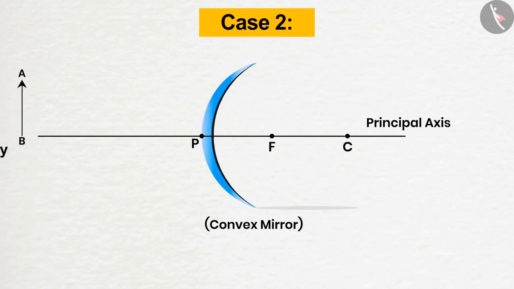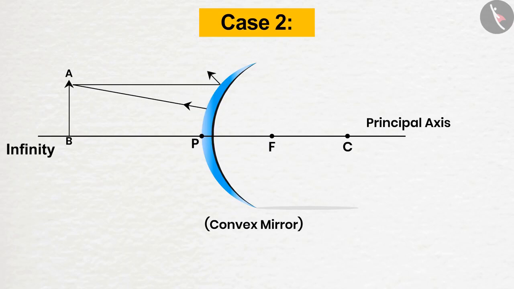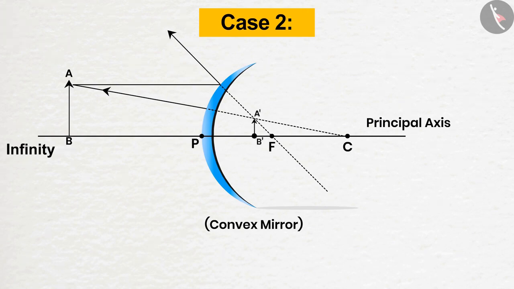Case 2. In the second case, the position of the object will be in between infinity and the pole. In this case as well, the rays of light will be diverged after reflection. But from the rule of 2 plus 4, the image appears to be formed behind the mirror between the pole and the focus. Here too, the image is smaller in size than the object and virtual and erect in nature.